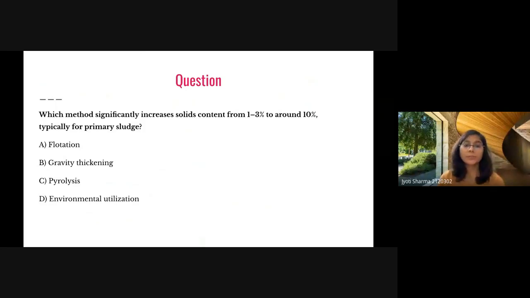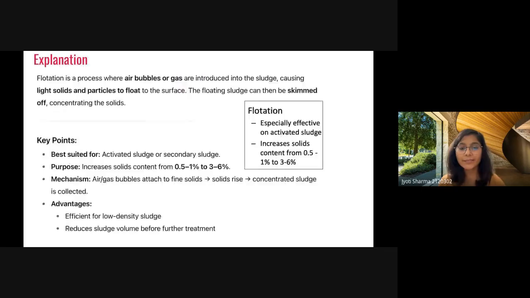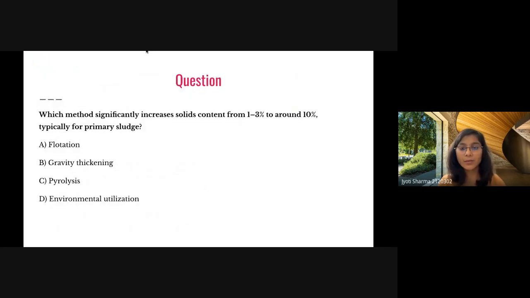Anyway, which method significantly increases solid content from 1 to 3% to around 10%, typically for primary sludge? Flotation, gravity thickening, pyrolysis, environmental utilization. So yes, you people mostly gave me B and Sagar gave me C. Here, B will be the right answer, because let me show you once again.